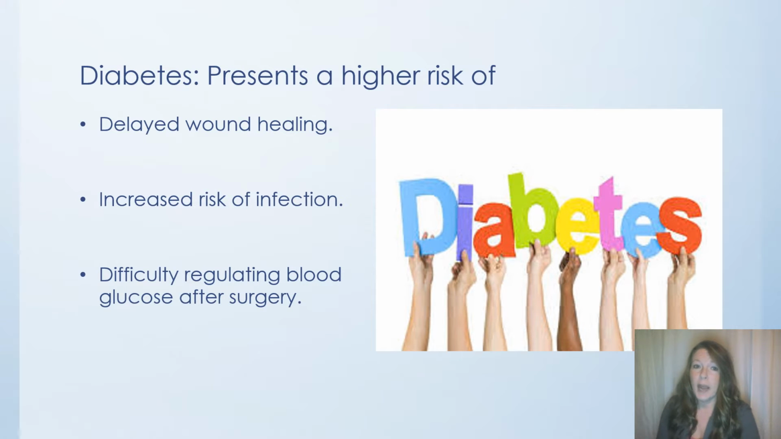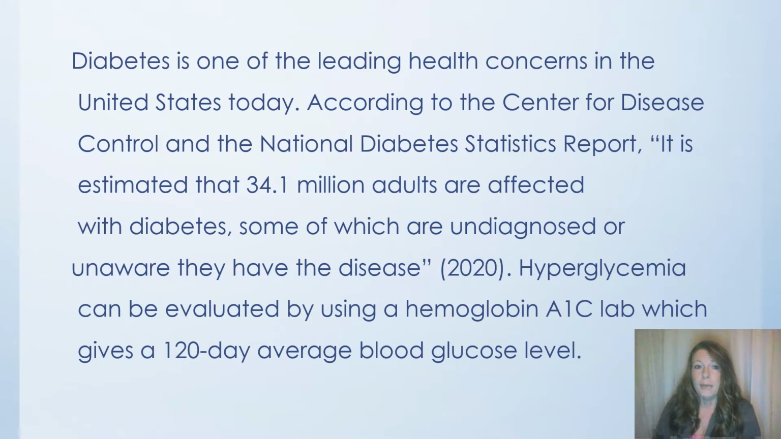Diabetes presents a higher risk of delayed wound healing, increased risk of infection, and difficulty regulating blood glucose after surgery. Diabetes is one of the leading health concerns in the United States today. According to the Center for Disease Control and the National Diabetes Statistics Report, it is estimated that 34.1 million adults are affected with diabetes, some of which are undiagnosed or unaware that they have the disease.